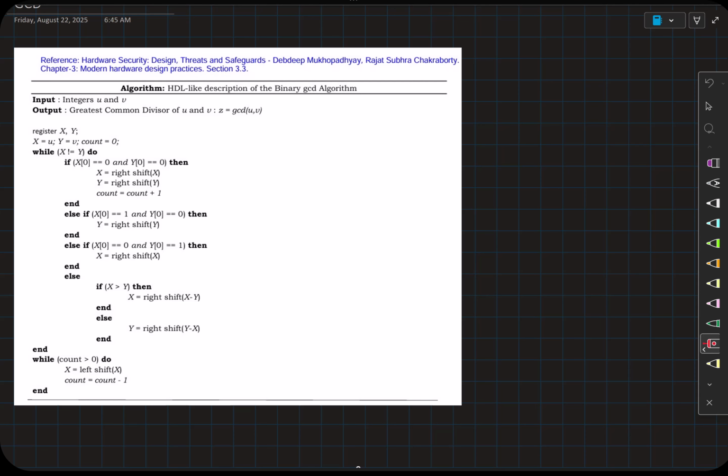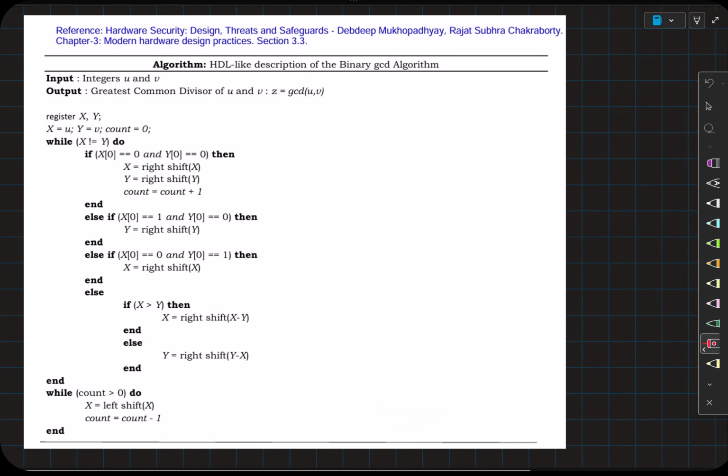This is lecture 11, and we will complete our implementation of the GCD algorithm today. So, this is the algorithm that we are trying to implement. The same resource has been pushed to you through the Academy app.